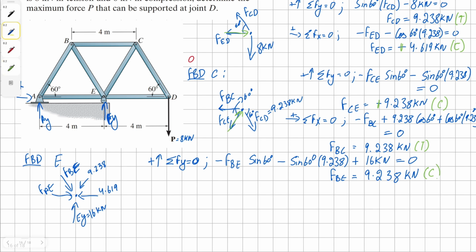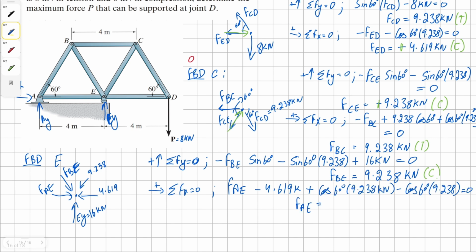Now we can sum the forces in the x direction to find our solution for member AE. It's going to be positive force AE, negative 4.619 kilonewtons, then the horizontal component for members BE and EC. Solving for force AE, we get a solution as 4.619 kilonewtons, and this member is also in compression.